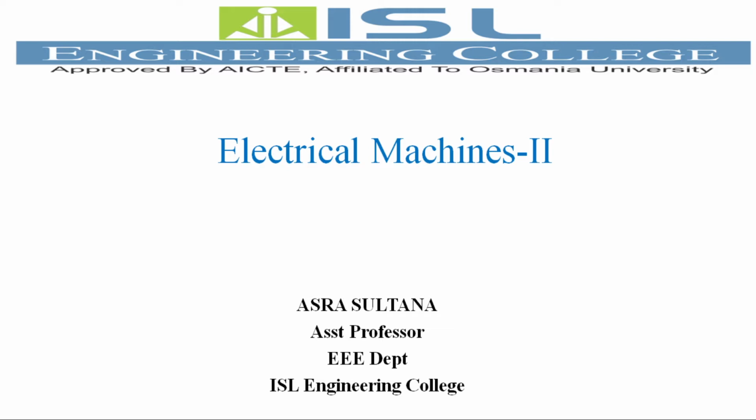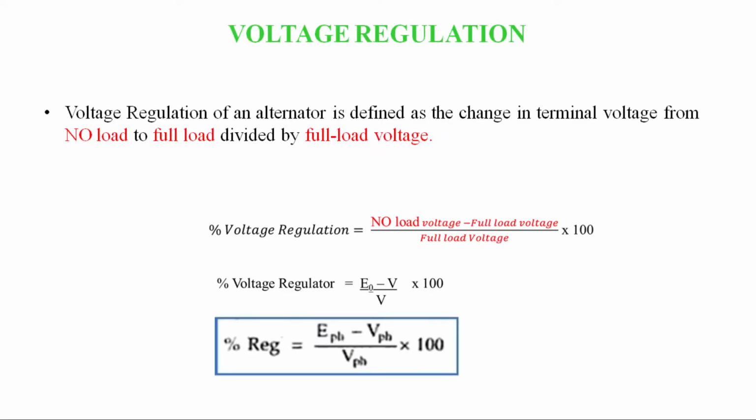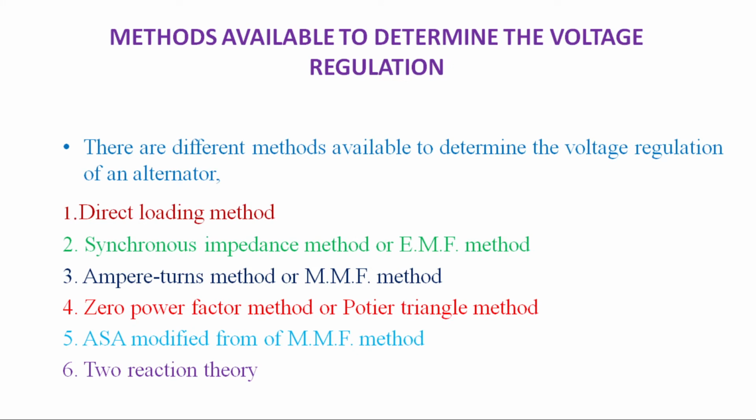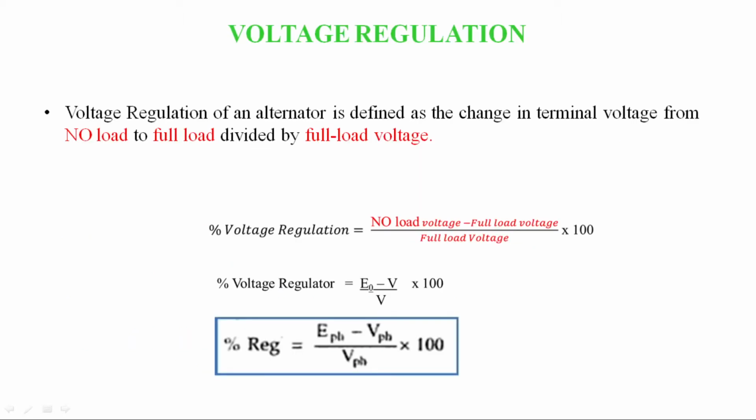In previous classes we have seen voltage regulation and the various methods to determine it. Let us take a quick revision. Voltage regulation is the change in terminal voltage from no load to full load, expressed as a percentage of full load voltage. That is (E0 - V) / V x 100, or (E phase - V phase) / V phase x 100, is the voltage regulation.